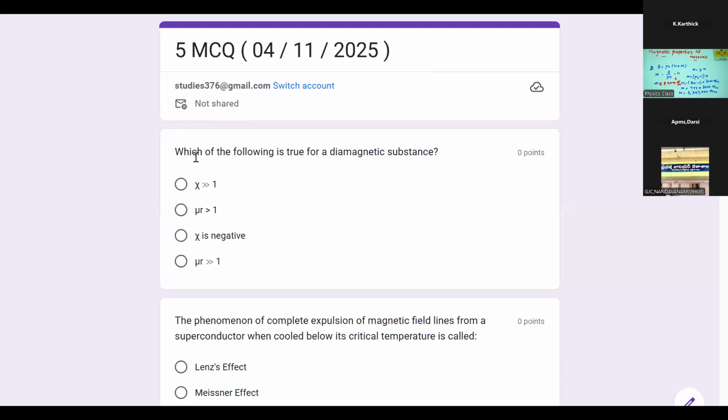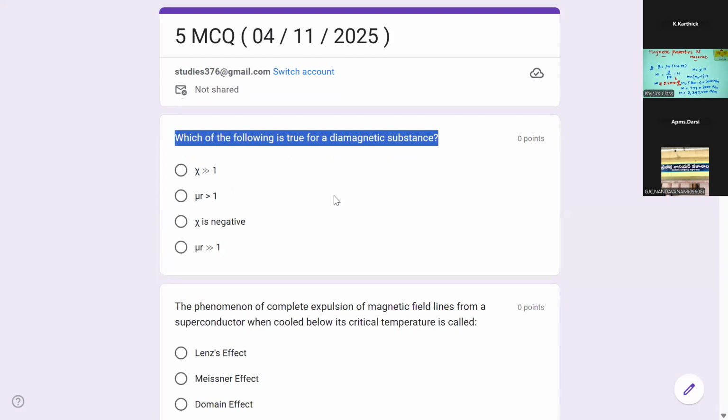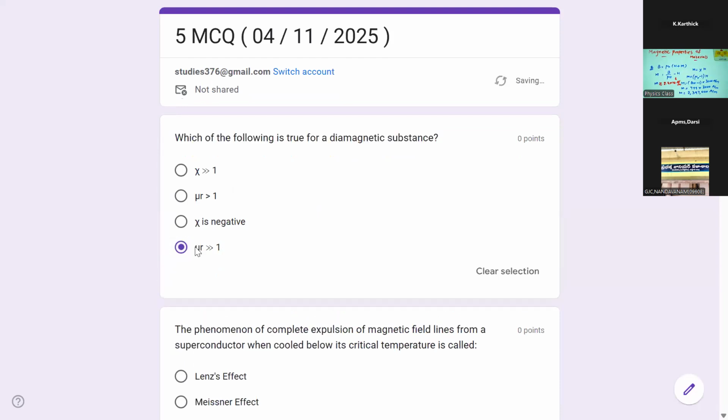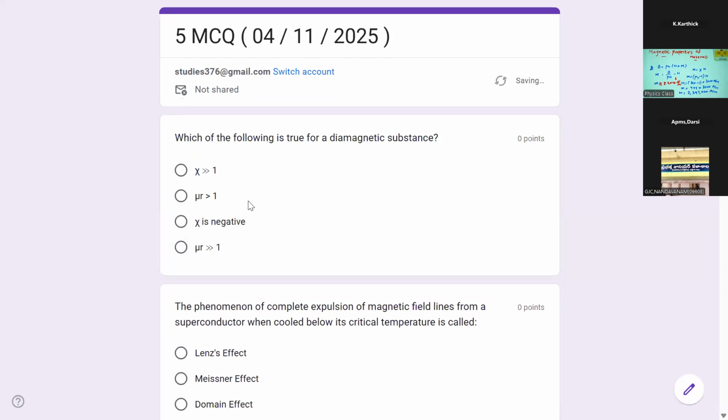First one: which of the following is true for a diamagnetic substance? Mu r means relative permeability. The subscript is not working in the Google Form, that's why I am putting mu r. So this is the relative permeability. What is the correct value for a diamagnetic substance? Mu r greater than 1, or mu r less than 1? Yes, very good. Option B.